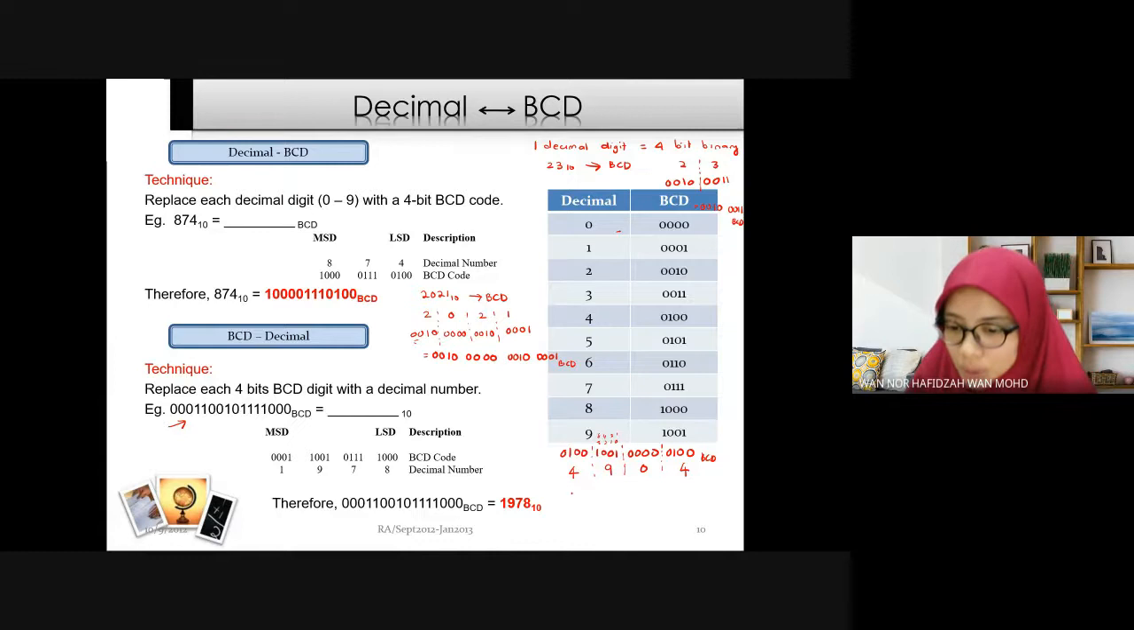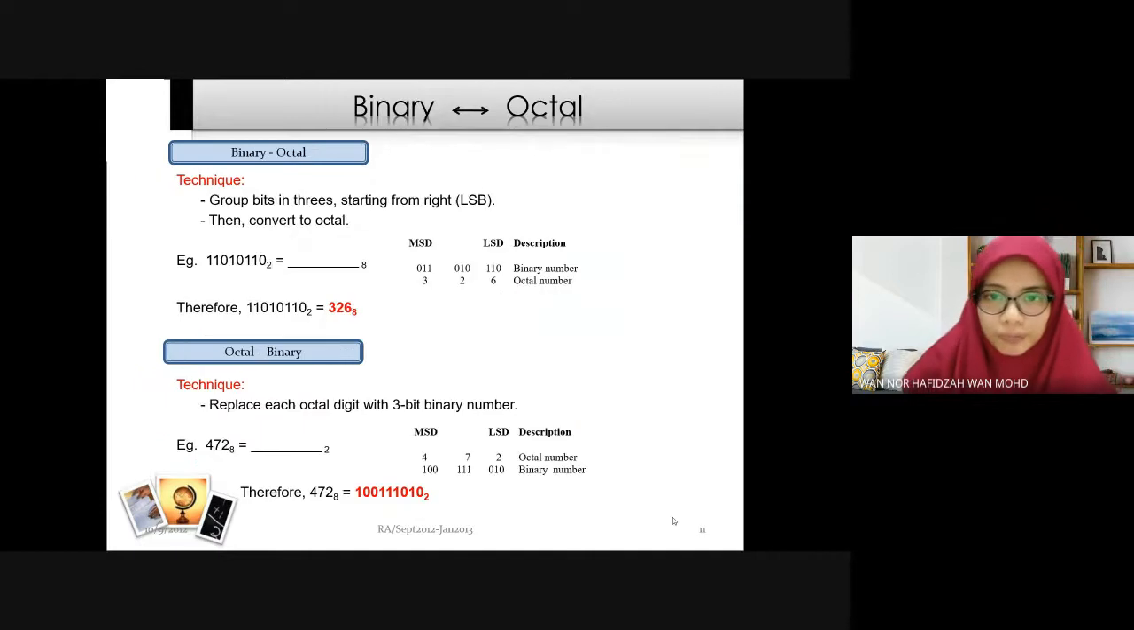So this is the answer. No need to do anything more because this is the final answer. So the final answer is 4904 base 10.